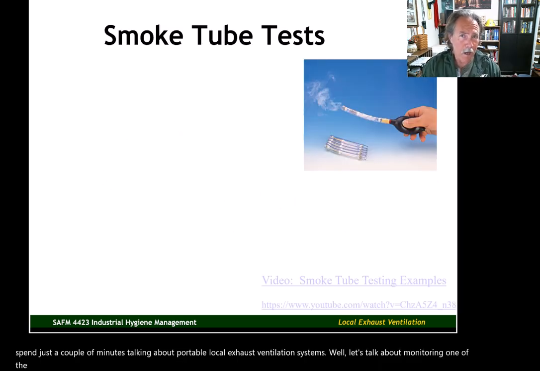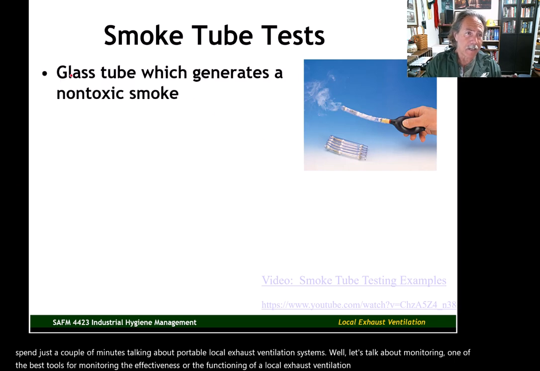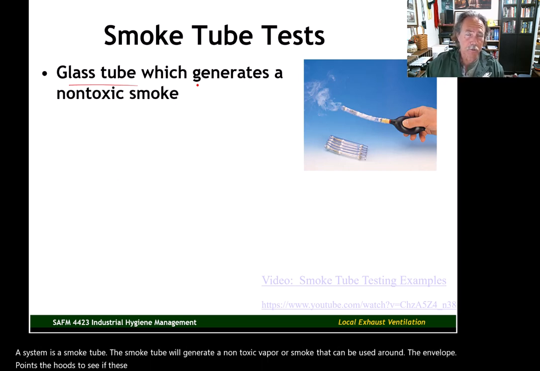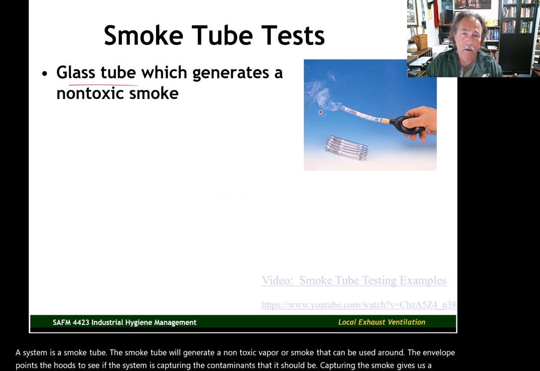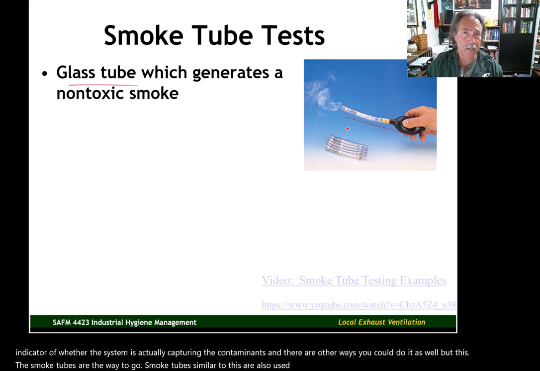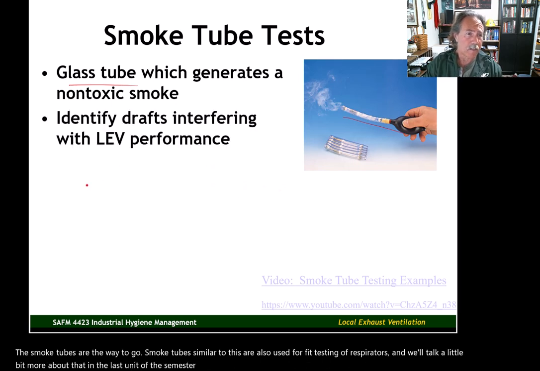One of the best tools for monitoring the effectiveness or the functioning of a local exhaust ventilation system is a smoke tube. The smoke tube will generate a non-toxic vapor or smoke that can be used around the inlet points, the hoods, to see if the system is capturing the contaminants that it should be capturing. The smoke gives us a visible indicator of whether the system is actually capturing them. There are other ways you could do it as well, but the smoke tubes are the way to go. Smoke tubes similar to this are also used for fit testing of respirators, and we'll talk a little bit more about that in the last unit of the semester, respirators and respirator fit testing.